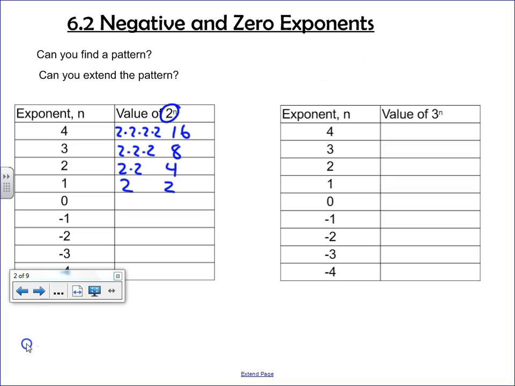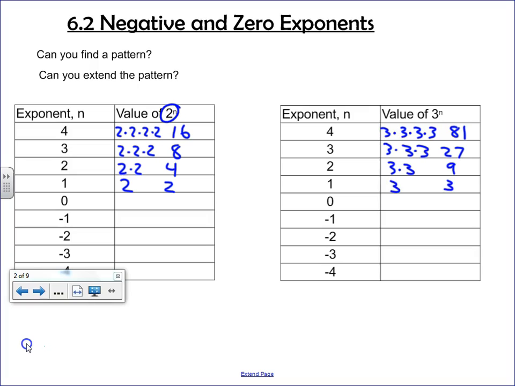Let's start the other one too, 3 to the n. 3 to the fourth would be 3 times 3 times 3 times 3. 3 times 3 is 9, times 3 is 27, times 3 is 81. 3 times 3 times 3 is 27. 3 times 3 is 9. 3 to the first is just 3.